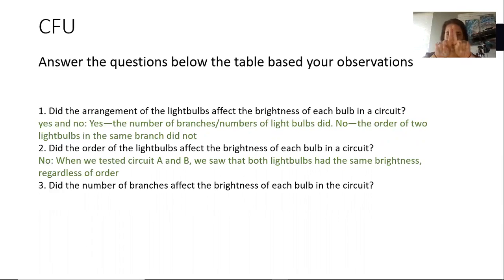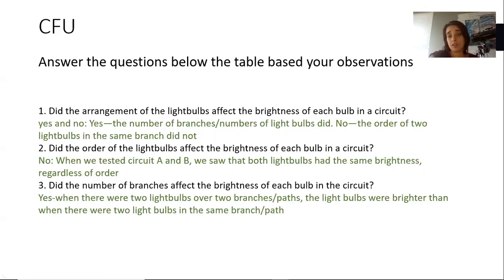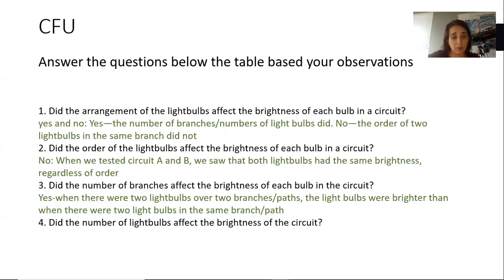By branches, it means how many times it broke off from the original wire in the circuit. And we saw that, yeah, when there were two light bulbs over two branches or paths, the light bulbs were brighter than when there were two light bulbs in the same branch or path. So when two light bulbs were connected together, they were dimmer than when two light bulbs were connected in different paths. Interesting. And then the last question is, did the number of light bulbs affect the brightness of the circuit?